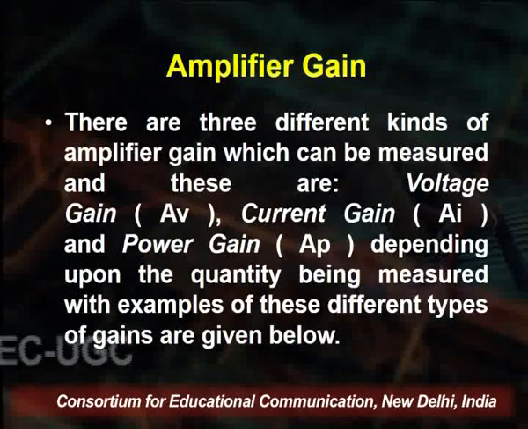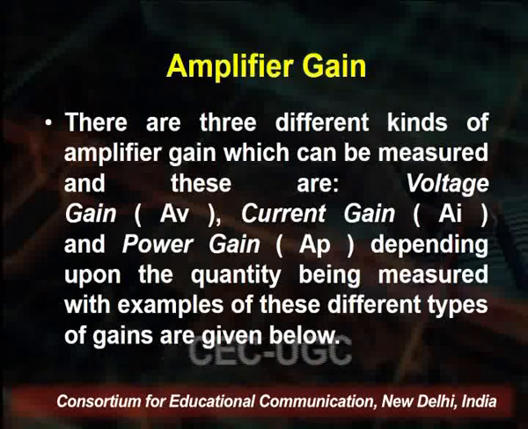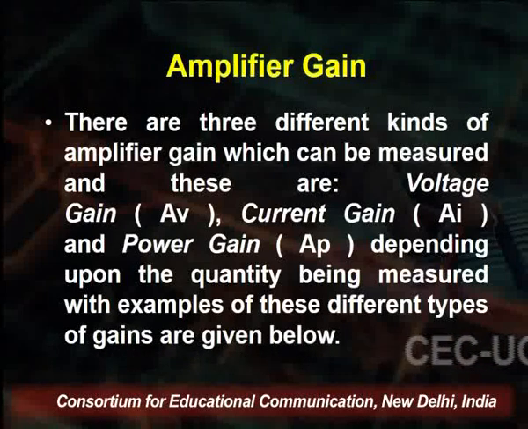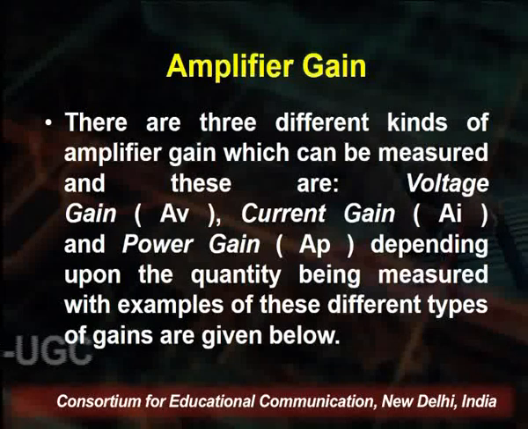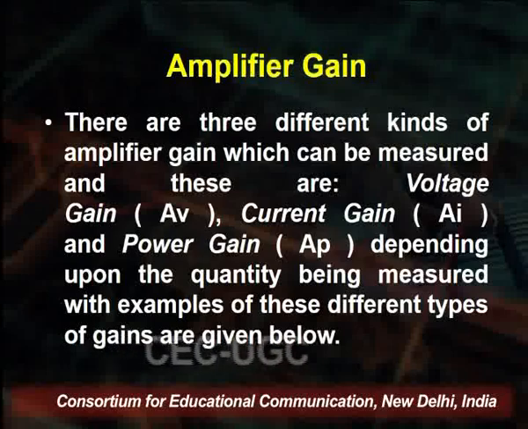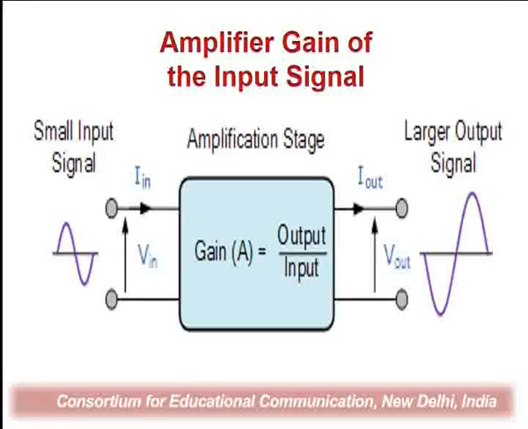There are 3 different kinds of amplifier gain, which can be measured as voltage gain, current gain and power gain, depending upon the quantity being measured, with examples of these different gains given below. Now this is the amplifier gain of the input signal. You see here on the left-hand side we have a small input signal, with current I in and voltage V in. Gain is the output divided by input. The amplification stage increases the signal, and we get a larger output signal from this amplifier.